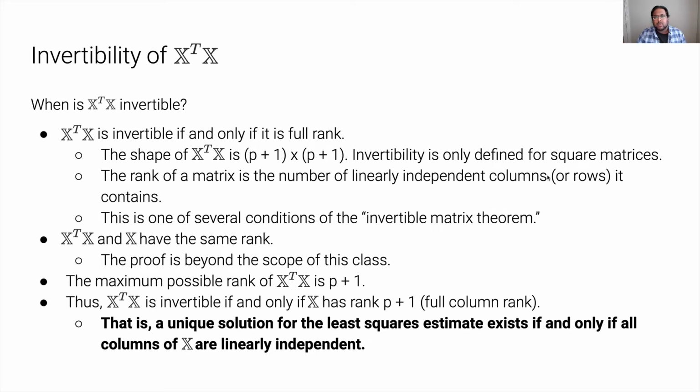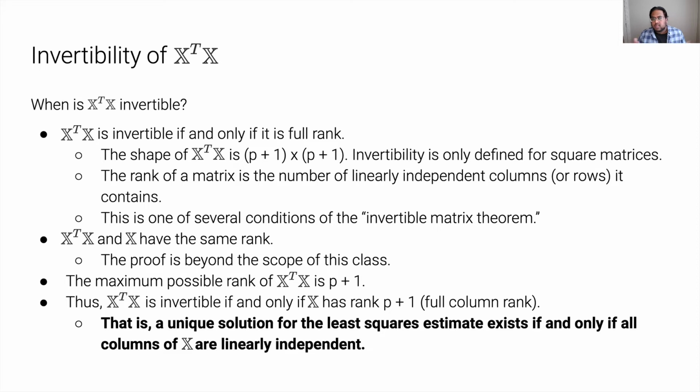So I'm going to walk through a sequence of arguments, and these all rely on a pretty deep understanding of linear algebra. So feel free to post on Piazza or take a look at the resources about linear algebra that we've posted if you aren't able to follow one of these steps. Well, X transpose X is invertible if and only if it is full rank. Now, as we looked at earlier, the shape of X transpose X is p plus 1 by p plus 1, and invertibility is only defined for square matrices, right? The rank of a matrix is equal to the number of linearly independent columns that it has.